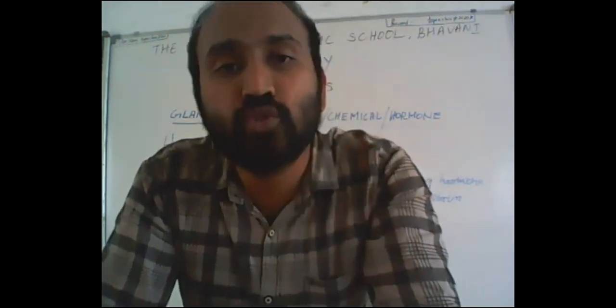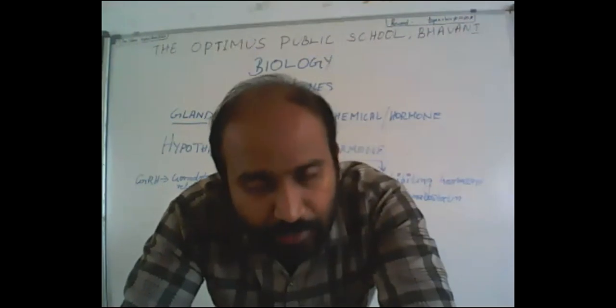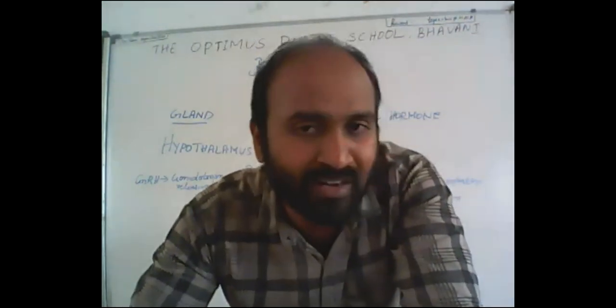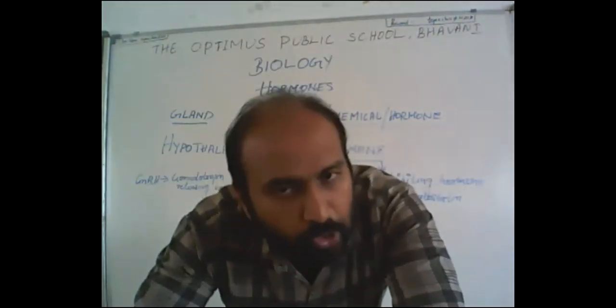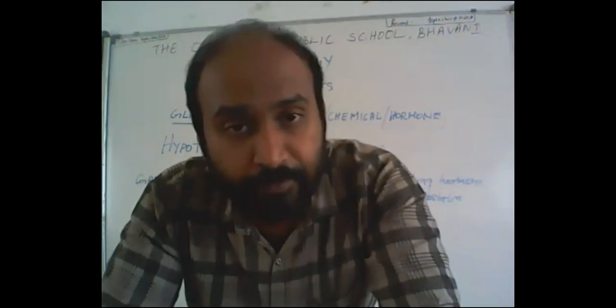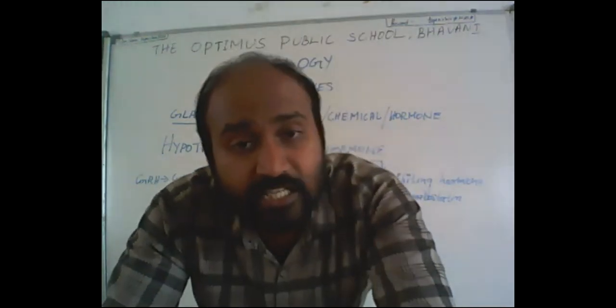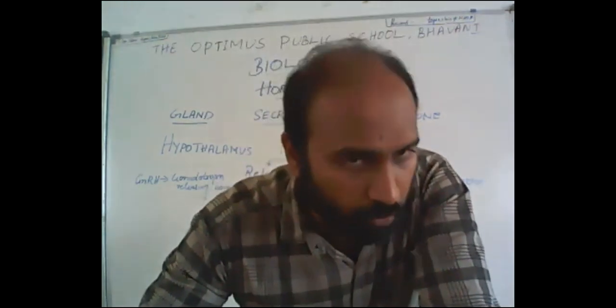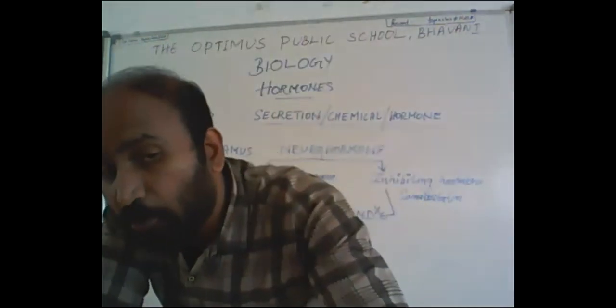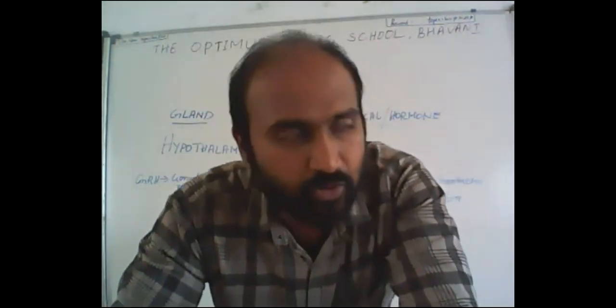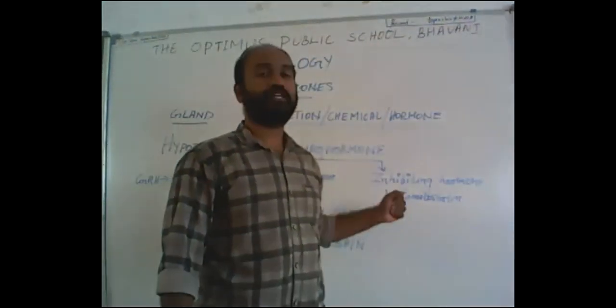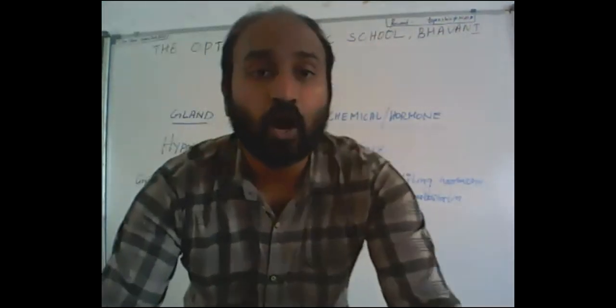Now, there are two types of neurohormones released by the hypothalamus. Number one is called the releasing hormone. Number two is called the inhibiting hormone. A releasing hormone example is gonadotrophin releasing hormone. An inhibiting hormone example is somatostatin. Okay, have you understood?